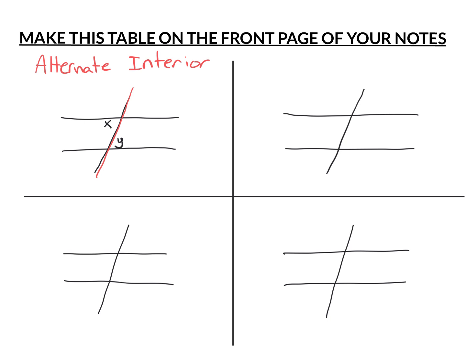Looking at those two angles, do they look like they're the same angle measure, or do they look different? They are the same. What's the word for same in geometry? Congruent. Yep. So alternate interior angles have congruent measures.